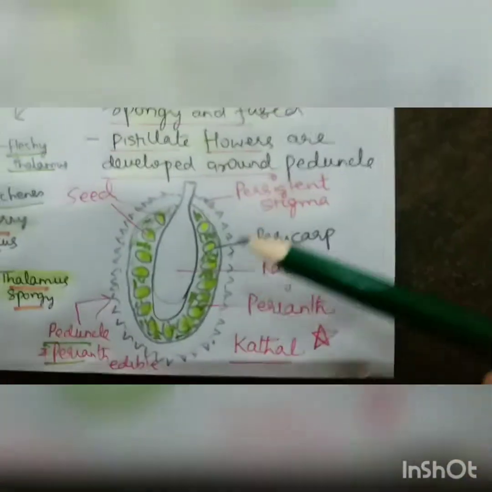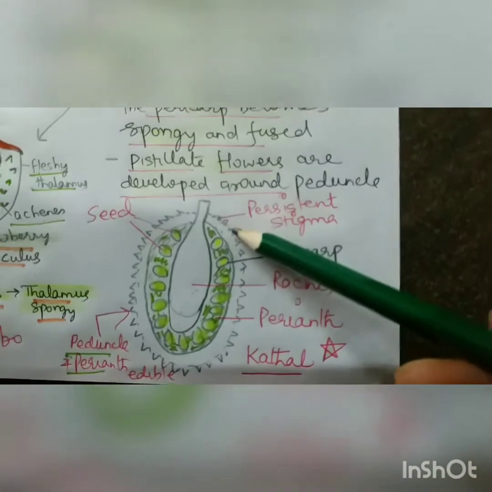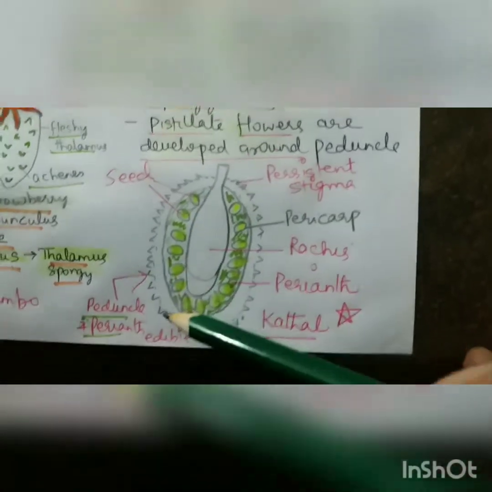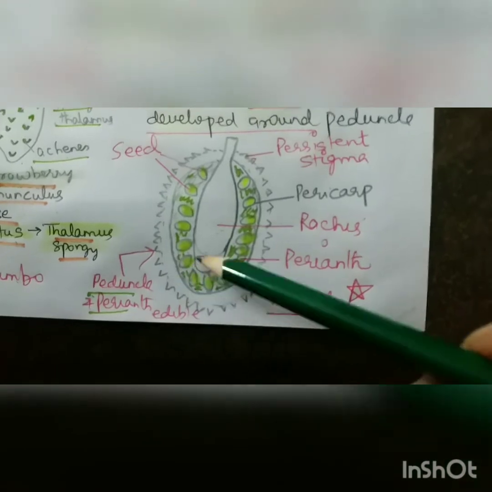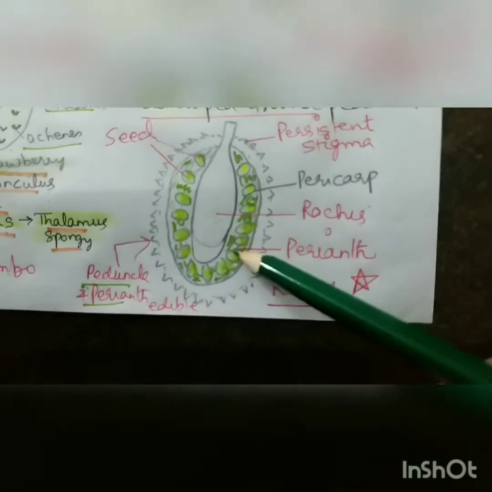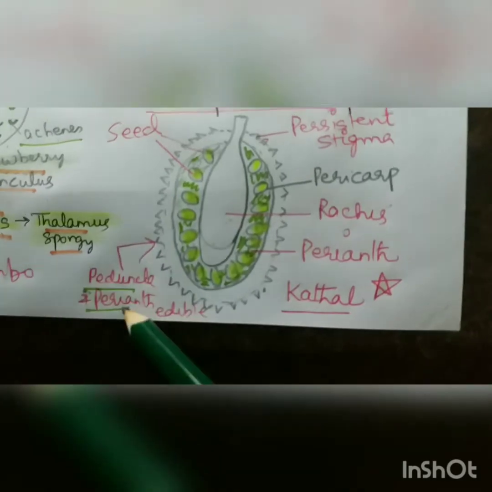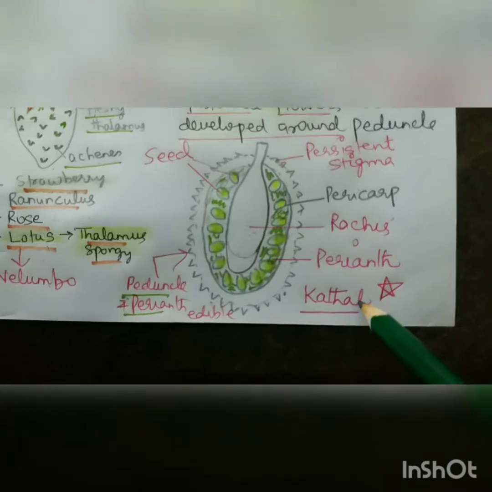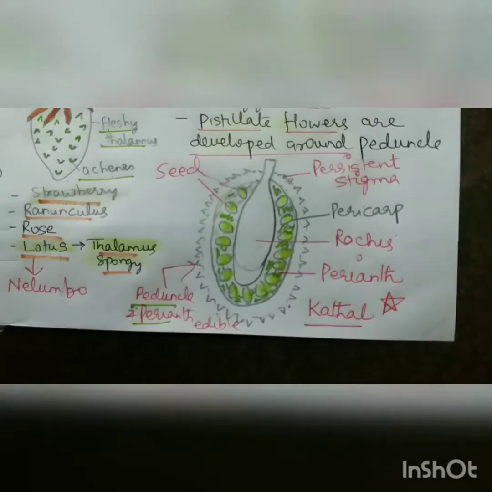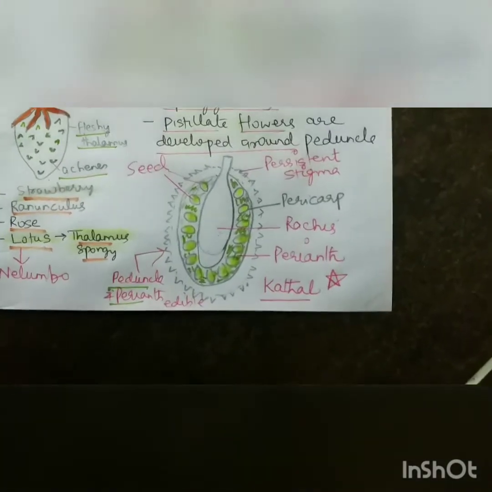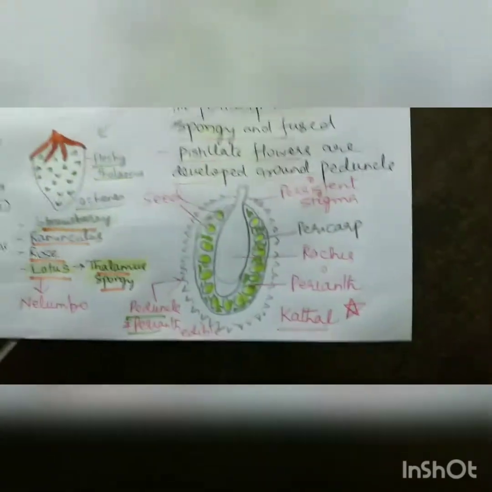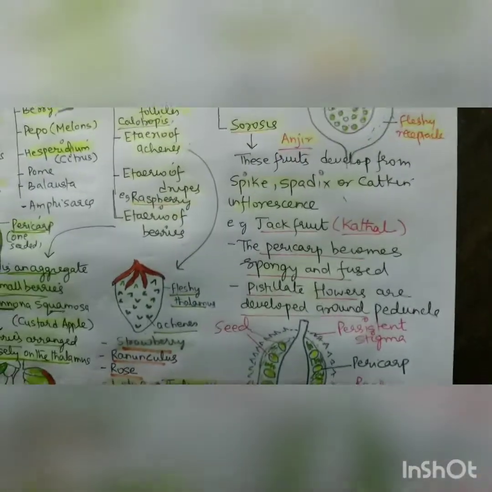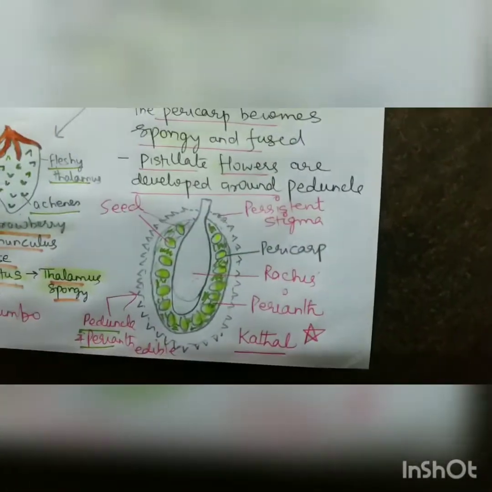And see, this is the sorosis, and this is the persistent stigma, and these are the seeds, and this is the peduncle, and then this is the perianth. So the edible parts are peduncle and perianth, right? And this is in the case of kathal, jackfruit. So in the kathal case, the edible parts are peduncle and perianth, and the fruit is, as I already told you, the sorosis. Thus we finish all the classification of fruits.